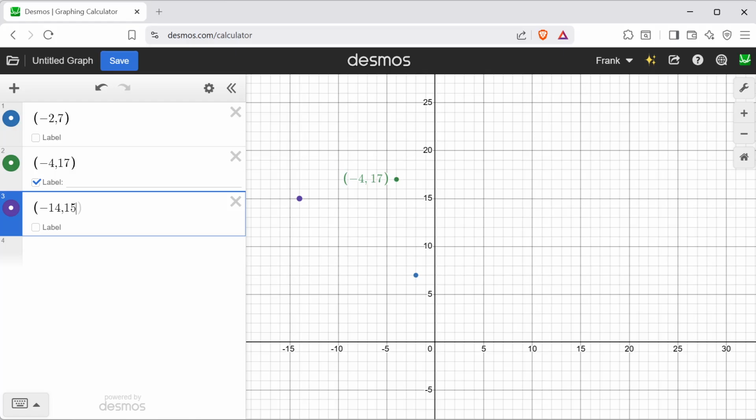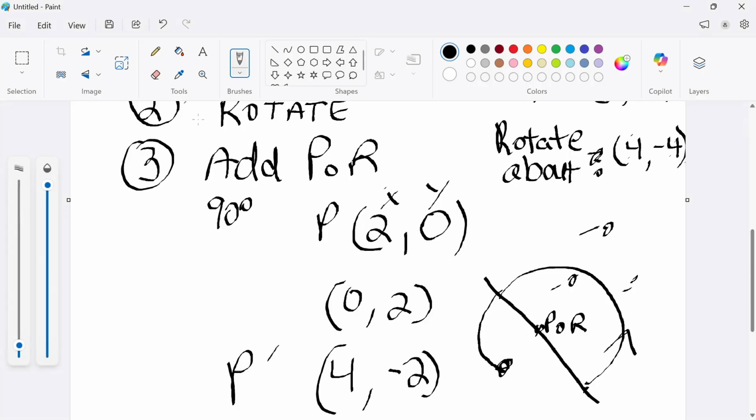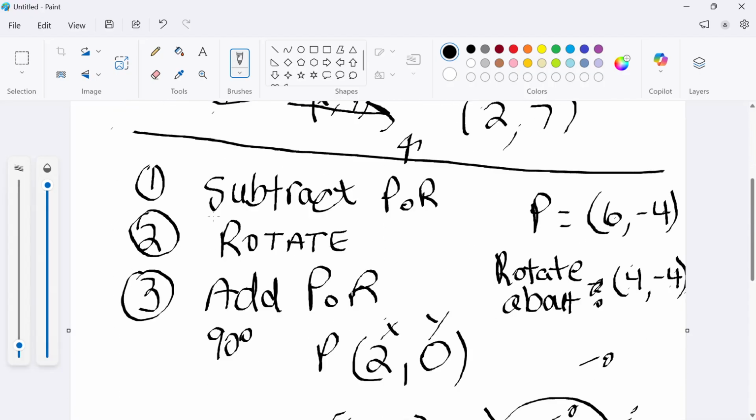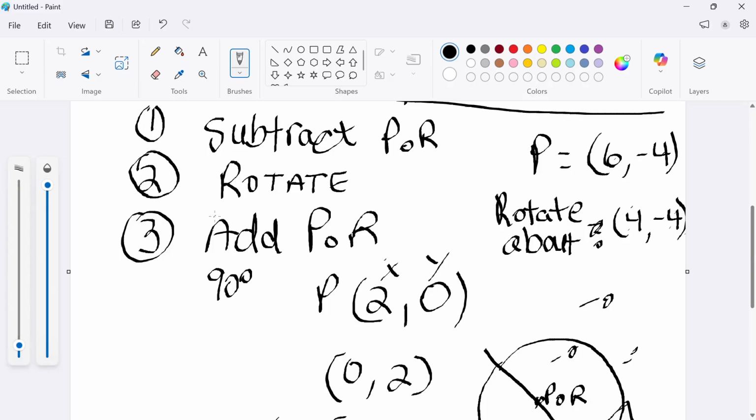So let me show this, just in case you don't see it. This is P prime, and this point is P. And you can see that it rotated it 270 degrees. So there it is. That's how to go from the original point to the rotated point, and also how to rotate about a point that is not the origin.